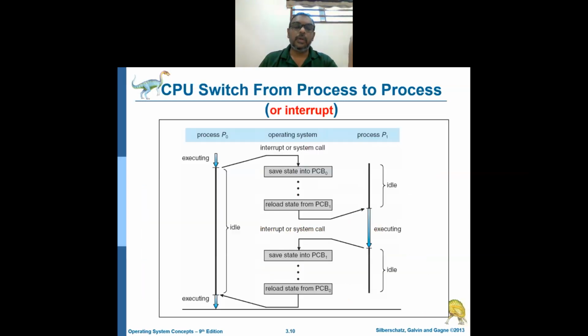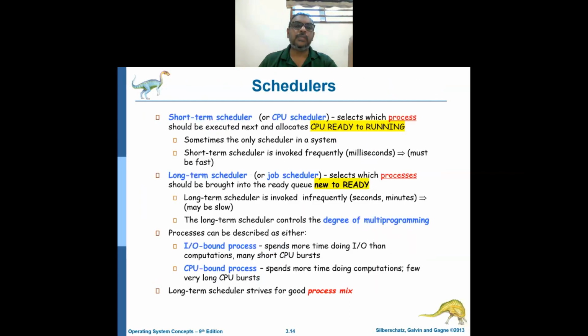Okay, so we have two types of scheduler. One is called the short-term scheduler and one is called the long-term scheduler. The short-term scheduler chooses the process from ready to running, ready to running, ready to running. So the short-term scheduler is very, very fast. It only chooses a process from ready to running, because the CPU is moving very, very fast. So it needs to choose processes frequently.